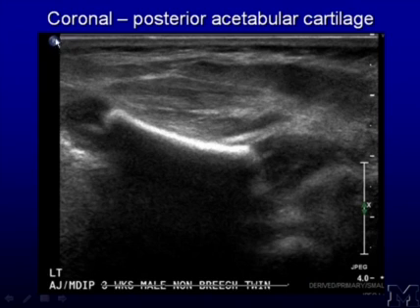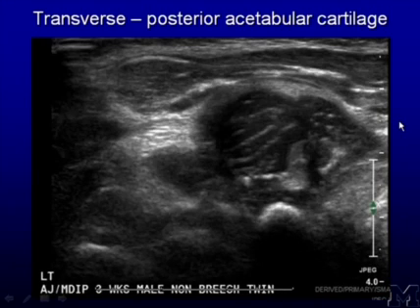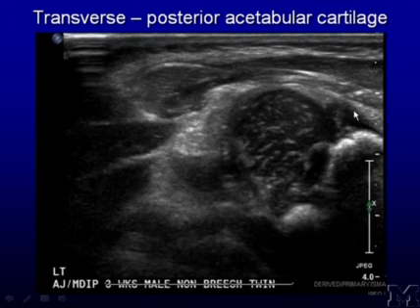So again, we saw this on the coronal view, the very posterior cartilage of the acetabulum. This is what that cartilage looks like in the transverse view. Here's the femoral head. This is a normally positioned one. And you can see again the femoral head within the acetabulum here is right where it should be.